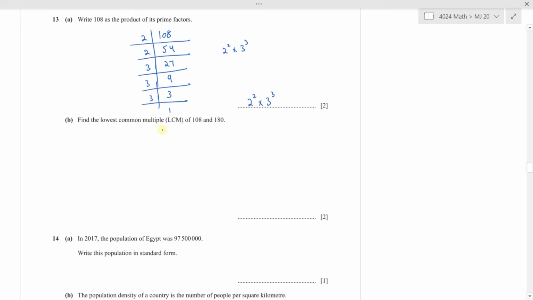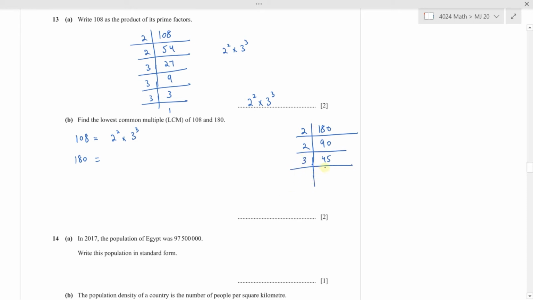So you have already written 108 as a product of its prime factors, which is 2 square multiplied by 3 power 3. Now we can write 180 as a product of its prime factors as well. So this will be 180 divide. So this is divisible by 2. So this will be 90. Again, this is divisible by 2. This will be 45.